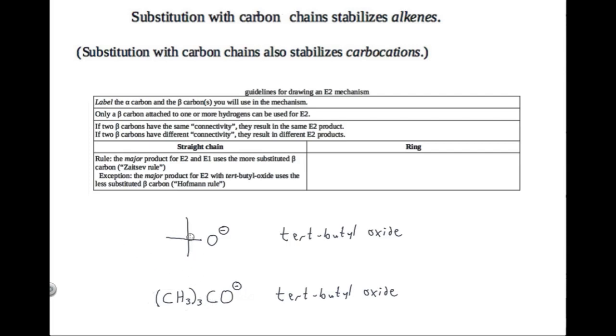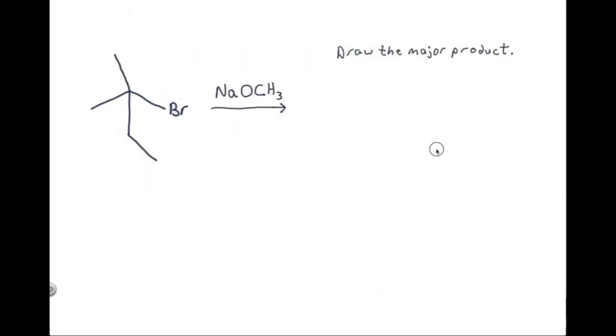In these cases, we have one carbon attached to 3 methyl groups. This carbon is tertiary. That's where the tert in the name tert-butyl oxide comes from. Please pause the video and try this problem. I hope you actually tried that. Now let's go through it together.